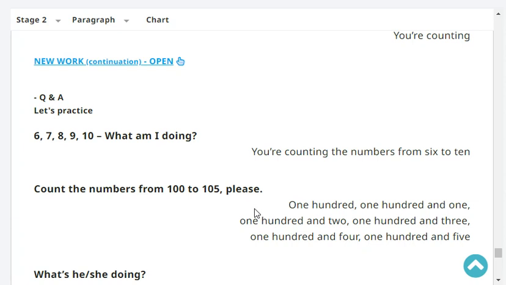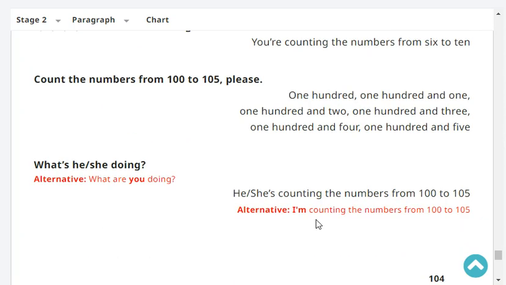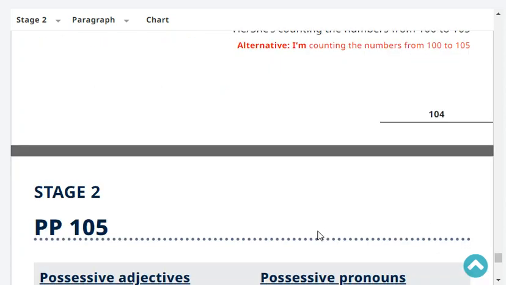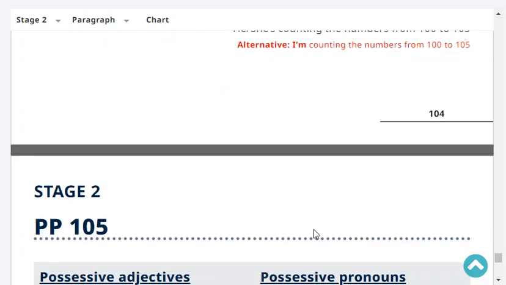Count the numbers from 100 to 105, please. 100, 101, 102, 103, 104, 105. Very good. What are you doing? I'm counting the numbers from 100 to 105. Very good.